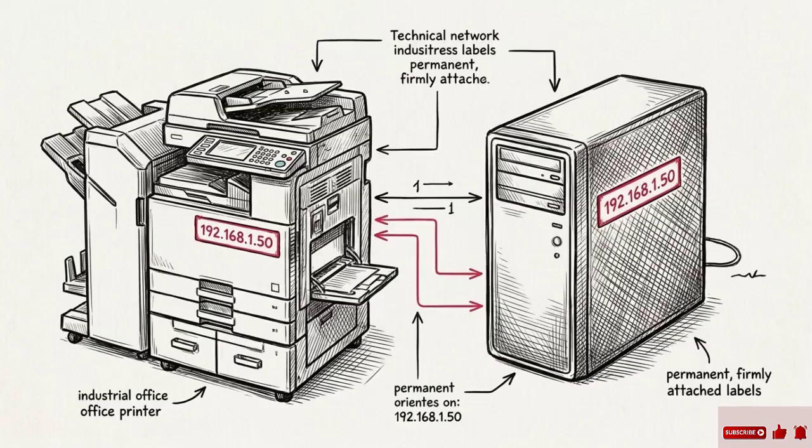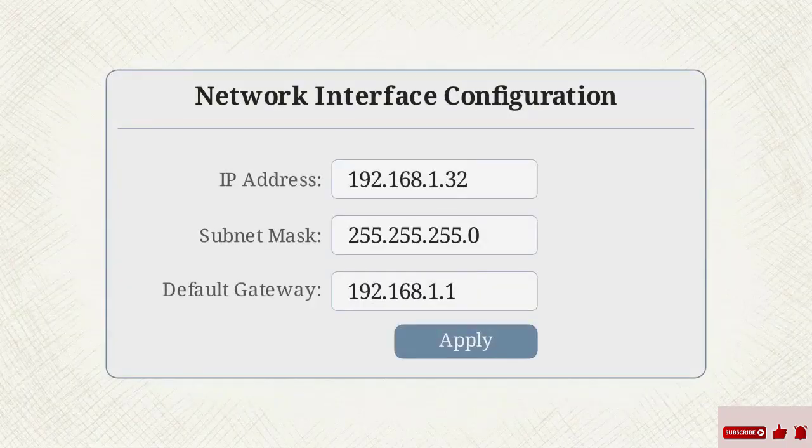Static assignment is still necessary for infrastructure that needs to be found in the exact same location every time, like office printers or file servers. If those addresses changed randomly, clients would lose access.